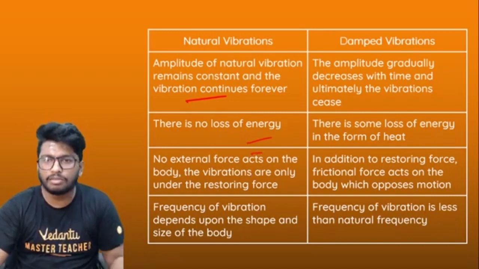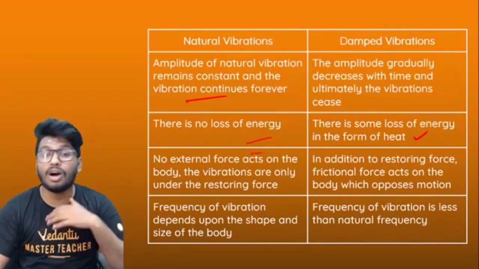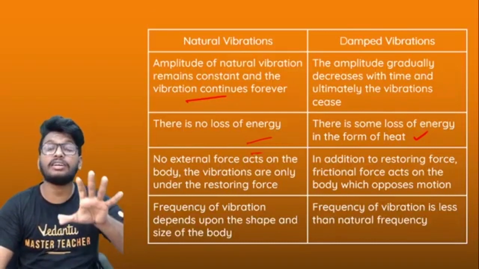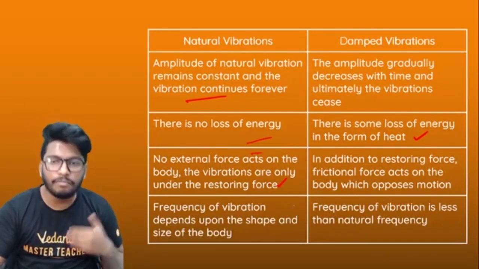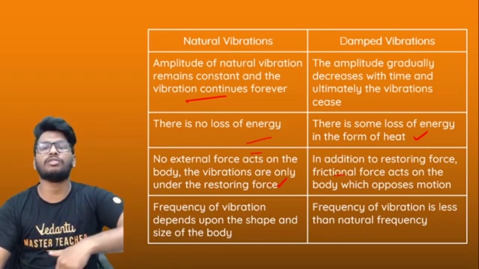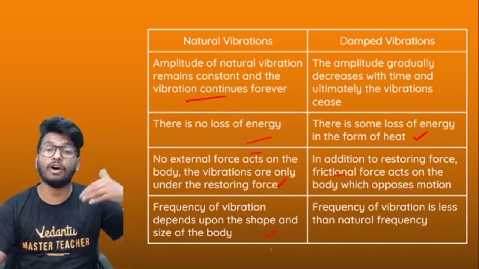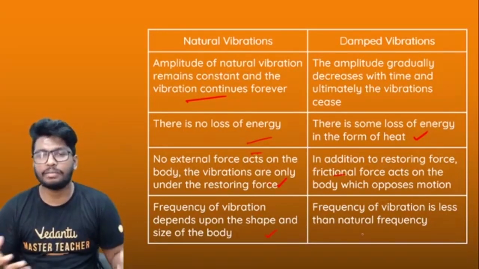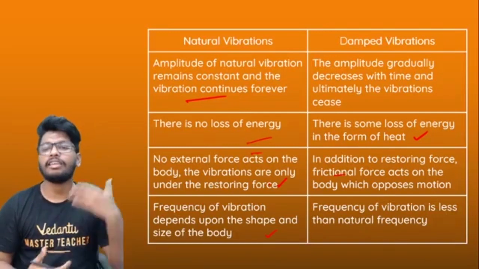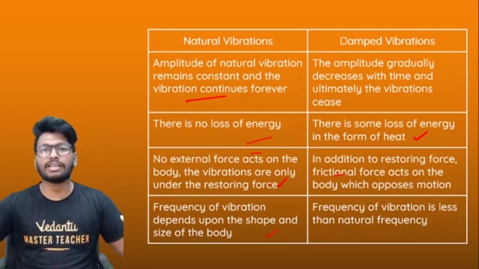But in damped vibration there is some loss in the form of heat because of the frictional force. In natural vibration there is no other external force acting on it except the restoring force. That is the only force acting on it. In damped vibration there is frictional force as well as restoring force acting on it. Apart from that, the frequency of natural vibration depends on the size and the shape of the body. In damped vibration, because the amplitude is lessening, the frequency is less than the natural frequency because of the frictional force.